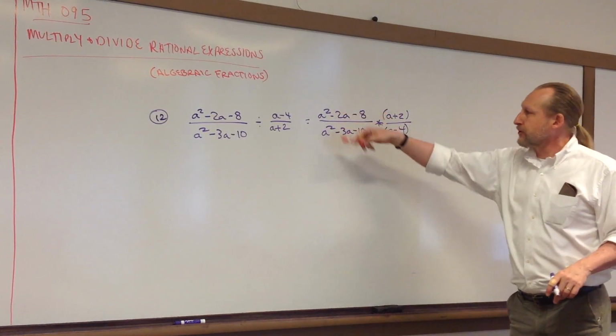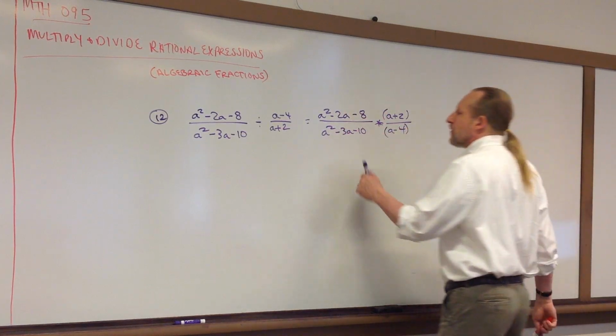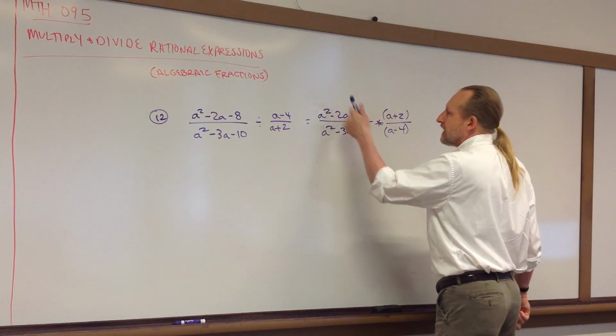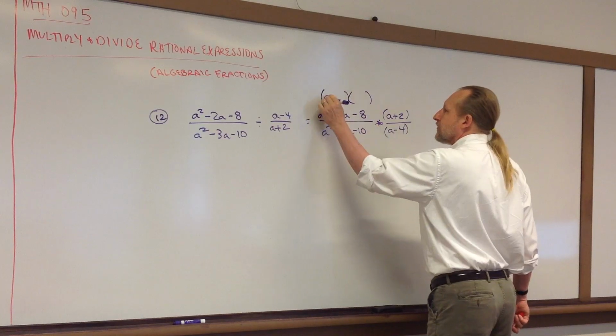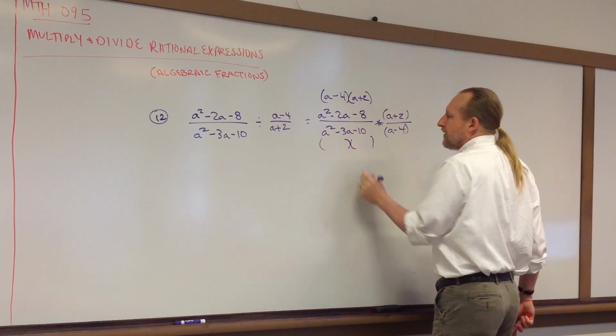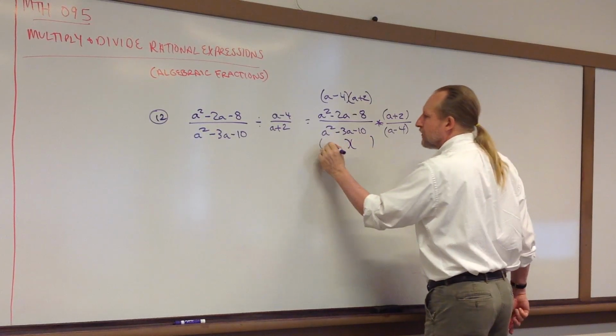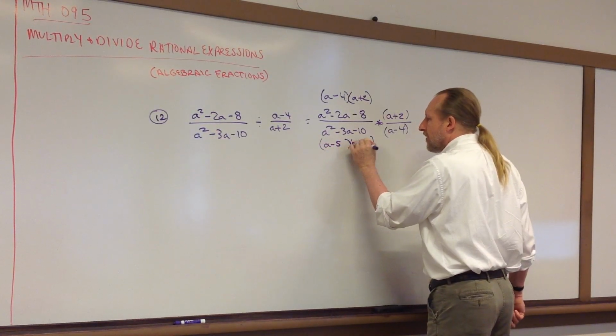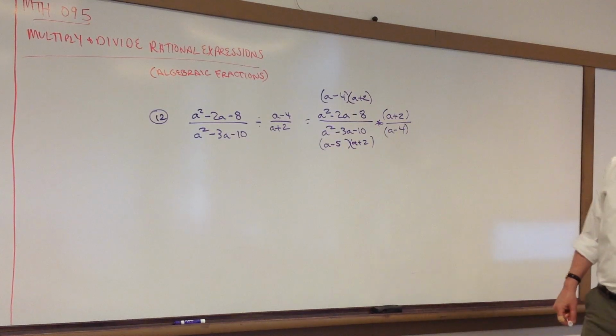Okay? So these are both trinomials. They're both pretty straightforward. We're looking for factors of 8 that have a difference of 2. So a minus 4 times a plus 2. And this one, 5 and 2, so a minus 5, a plus 2.